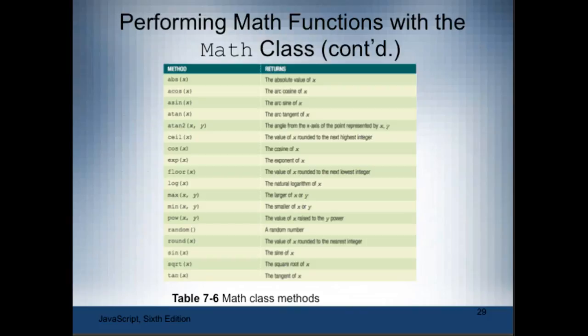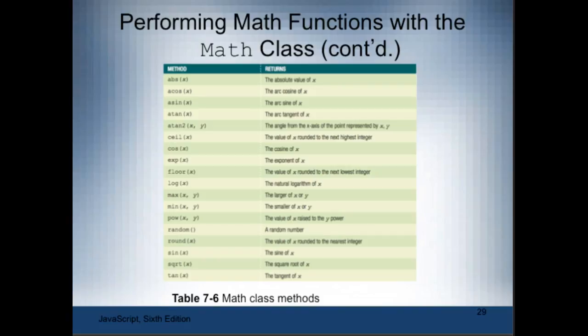Let's take a look at the methods of the Math class in Table 7.6. abs returns the absolute value of x, acos returns the arc cosine of x, and asin the arc sine of x. atan returns the arc tangent of x, and atan2 returns the angle from the x-axis of the point represented by x, y. The ceil method returns the value of x rounded to the next highest integer, and the cos method returns the cosine of x. The exp method returns the exponent of x, and the floor method returns the value of x rounded to the next lowest integer.